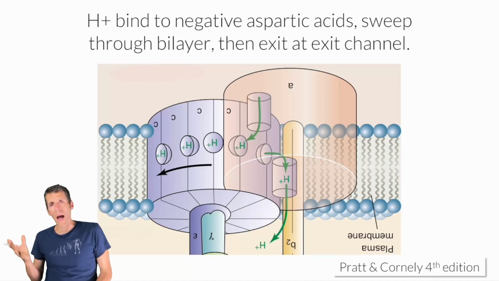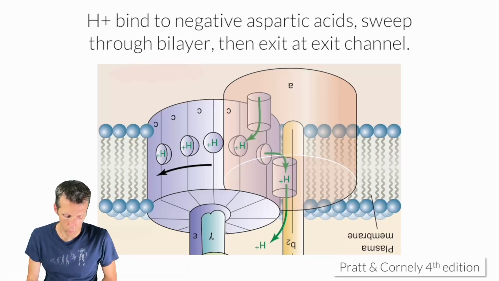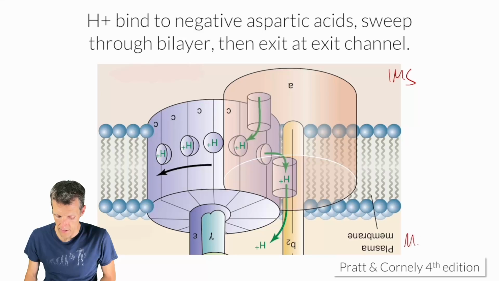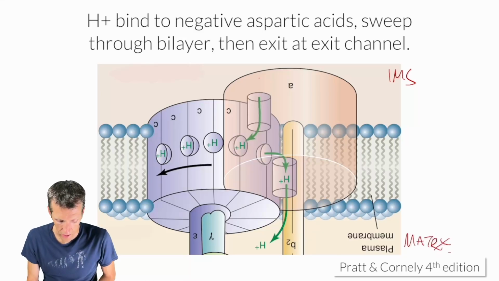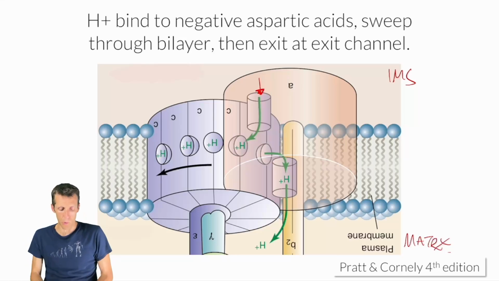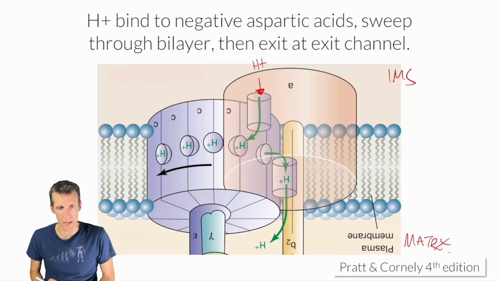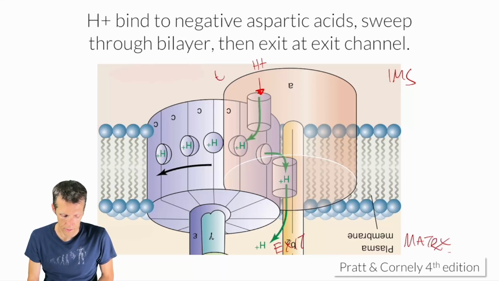Okay, so how does this lead to rotation? Well, it turns out that the protons bind at aspartic acids, sweep through the bilayer, and then exit at the exit channel. So right here, again, this is our IMS out here. This is our matrix. Again, I flipped it over to keep our sign convention correct. And what happens here is protons come in at this side, and then they exit at this side here. So they exit here, and they enter here.